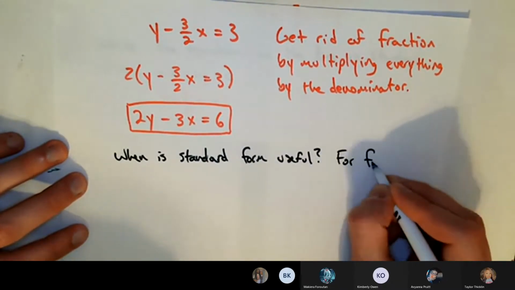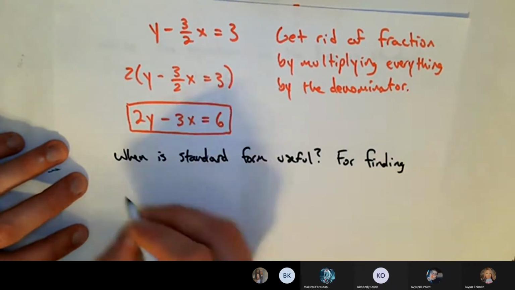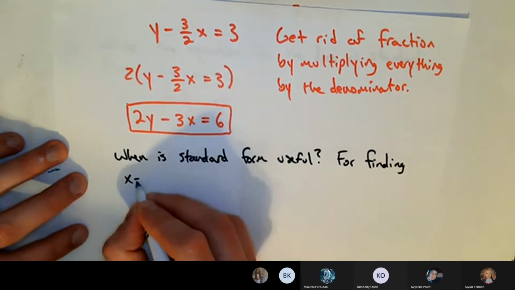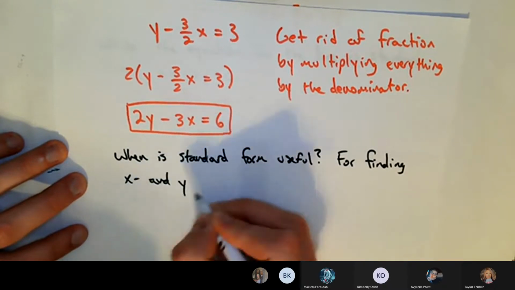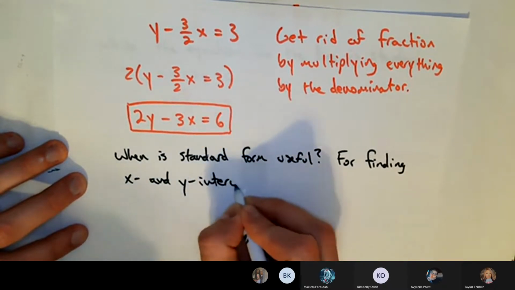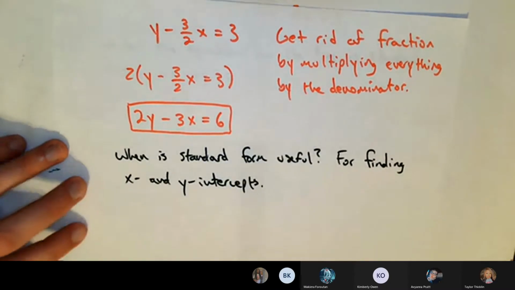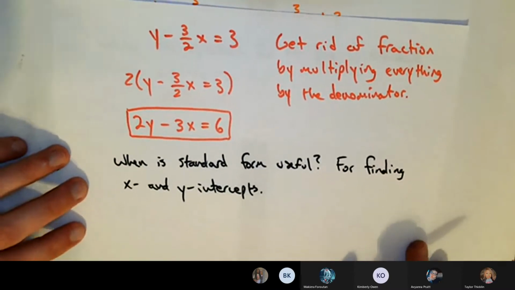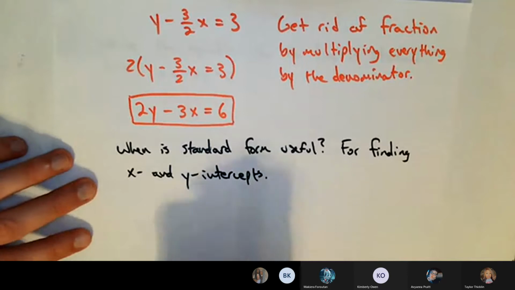It's useful for finding x and y intercepts, I suppose. Though really the other form's not terrible either for finding x and y intercepts. So what do I mean by this?